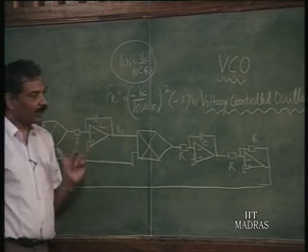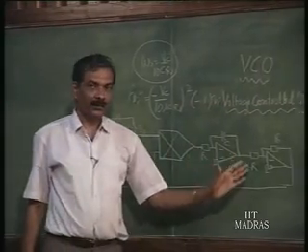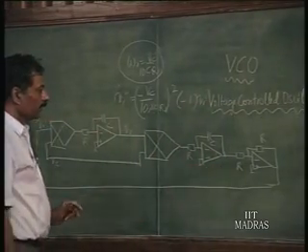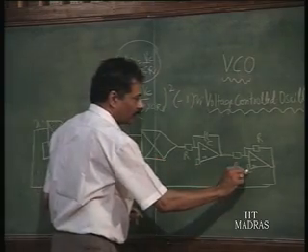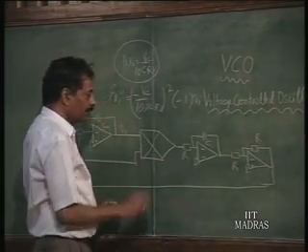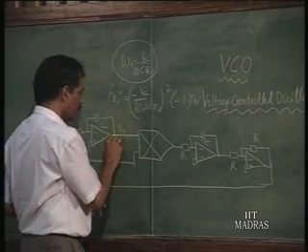Only thing is, this may not oscillate because of the non-ideality of the op amp. So, what it means is, there is certain amount of negative feedback here, which might have to be countered by a positive feedback from this side.